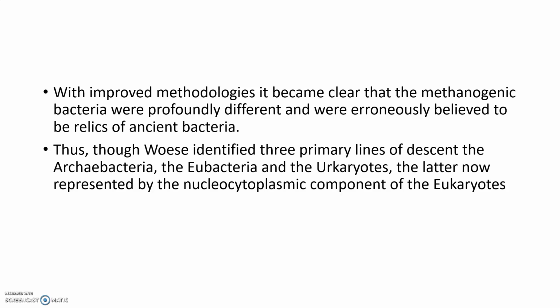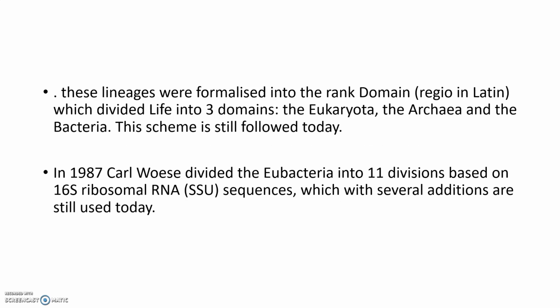Thus, Woese identified three primary lines of descent, the archaebacteria, eubacteria and eukaryotes, the latter now represented by the nucleocytoplasmic component of eukaryotes. So these lineages were formalized into the rank domain, which divided life into three domains. So finally, there are three domains: eukaryota, archaea and bacteria. This is the final lineage. So this scheme is still followed today.